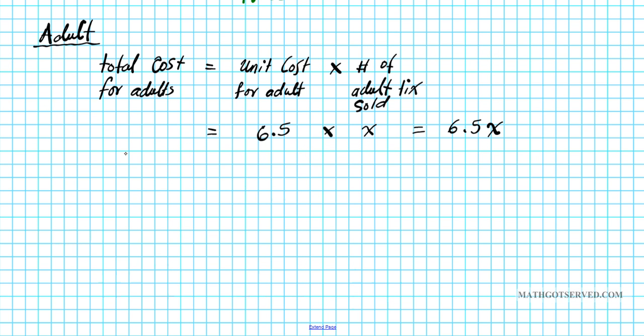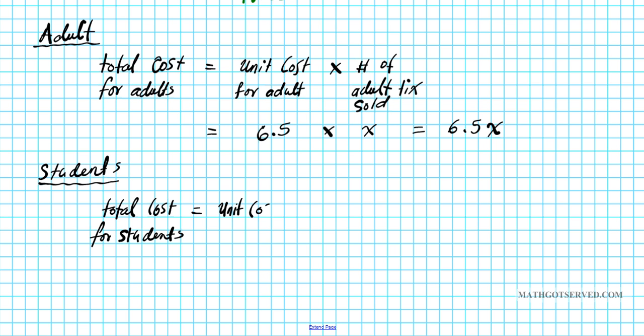All right, now let's shift gears and take a look at students. For the student scenario, total cost for students, what can you see what the formula is using this format up here? It is the unit cost for students, okay, unit cost per student's ticket times the number of student tickets sold. Student tickets sold.